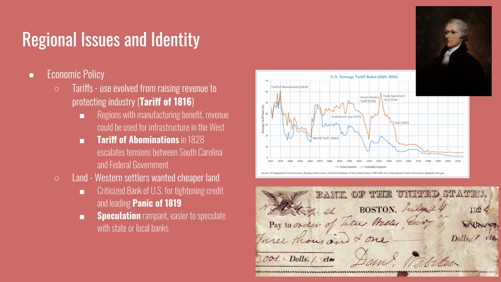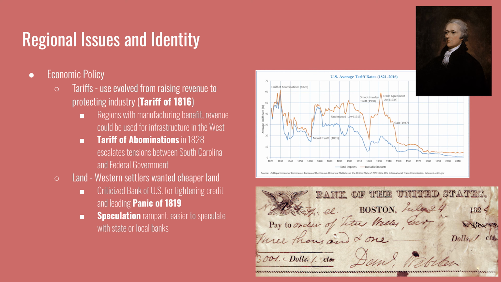The tariff will be raised again in 1828, as seen in the line graph, with what is dubbed the Tariff of Abominations. South Carolina opposes the tax and claims that states have the power to nullify federal law if it becomes harmful to the states. There will be more on this in a future lecture that covers Jackson and federal power.